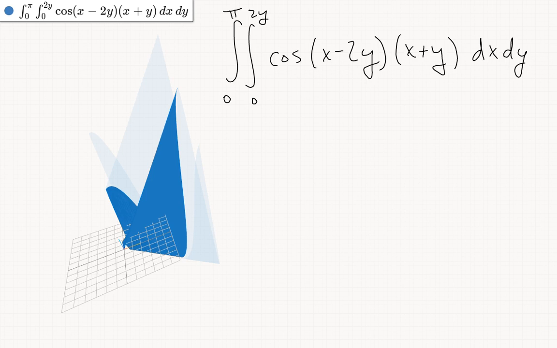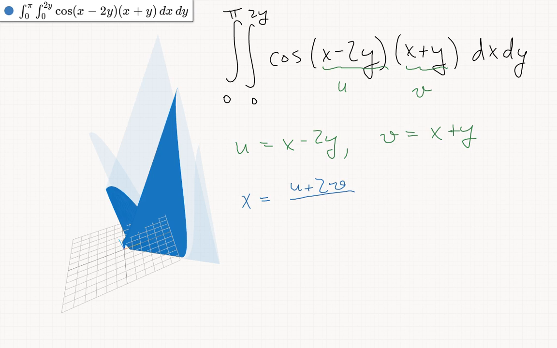And well, looking at the expression, maybe we'll try setting u equal to x minus 2y and v equals x plus y. Looks like a good substitution. Then we have to solve for x and y in terms of u and v. So x we can get by, if we take u plus 2v, then the y's will cancel out and we'll be left with 3x.